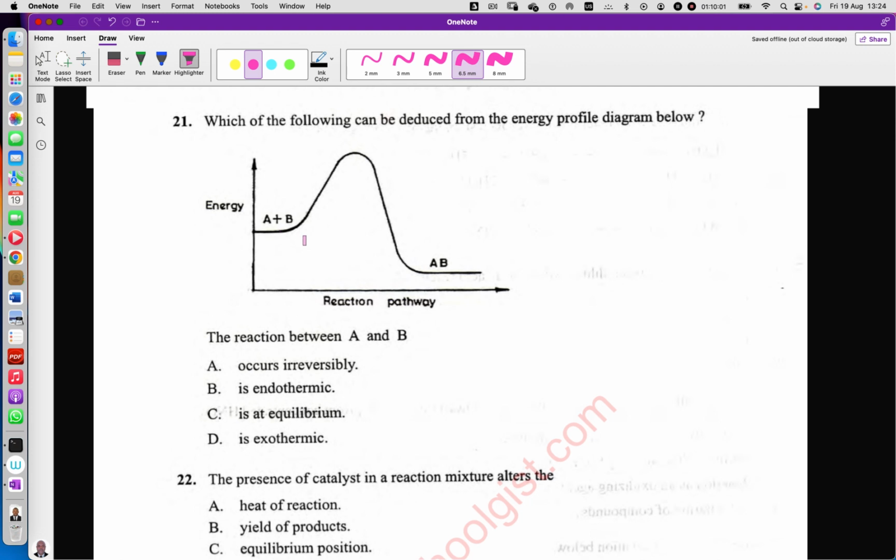The energy level of the product is less than the energy level of the reactant. Therefore, this reaction profile or energy profile is an exothermic reaction. This is an exothermic reaction.